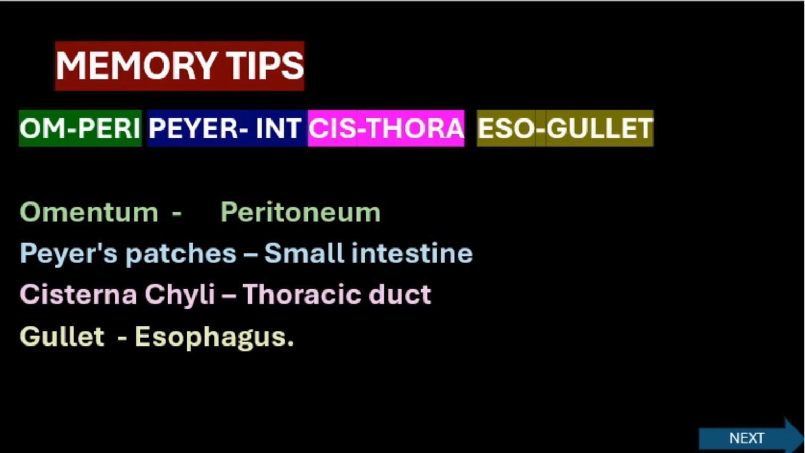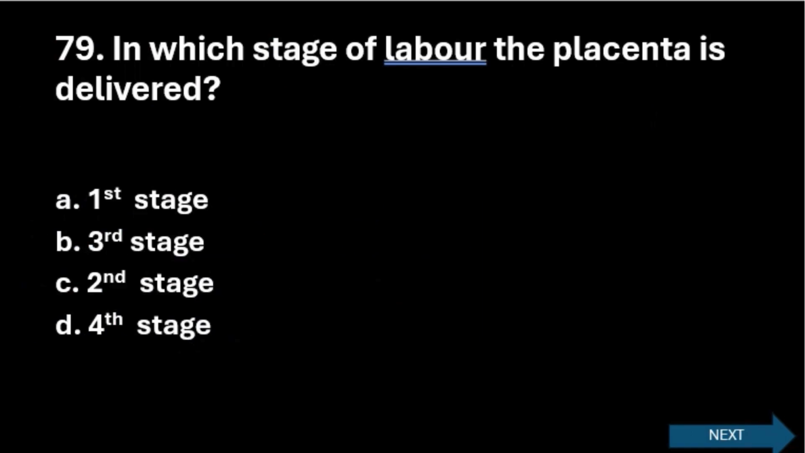Om peri, pair int, cis thora, eso gullet. These are the short forms. Omentum, peritoneum, Peyer's patches, small intestine, cisterna chyli, thoracic duct, and gullet is other name for esophagus. Om peri, Peyer's int, cis thora, and eso gullet.